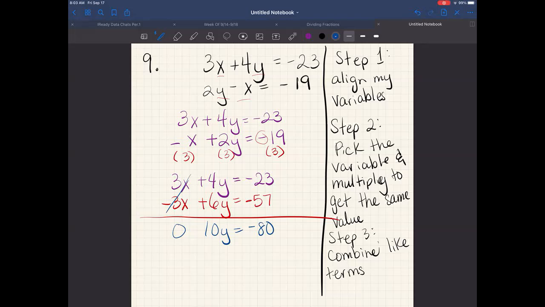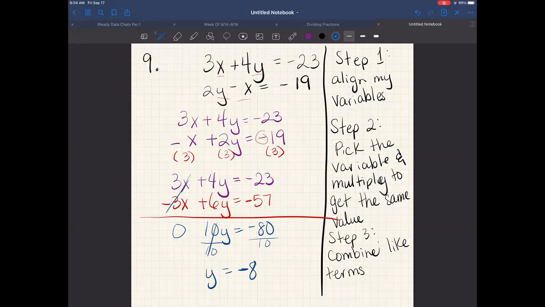Now what's my last step? Divide by 10. We're dividing by 10, which gives us y equals, what's negative 80 divided by 10? Negative 8.